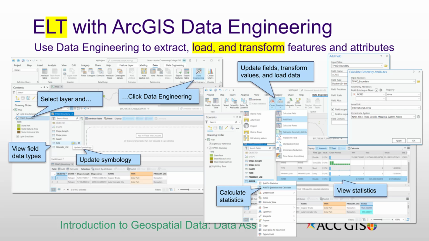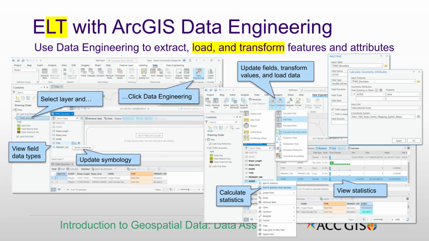And so in ArcGIS Pro, in the contents pane, you select the target layer that you want to be working with. And then on the context sensitive data ribbon, under data engineering, click the data engineering button, and that opens up the data engineering view for that target layer. In this case, it's TPWD_boundary.